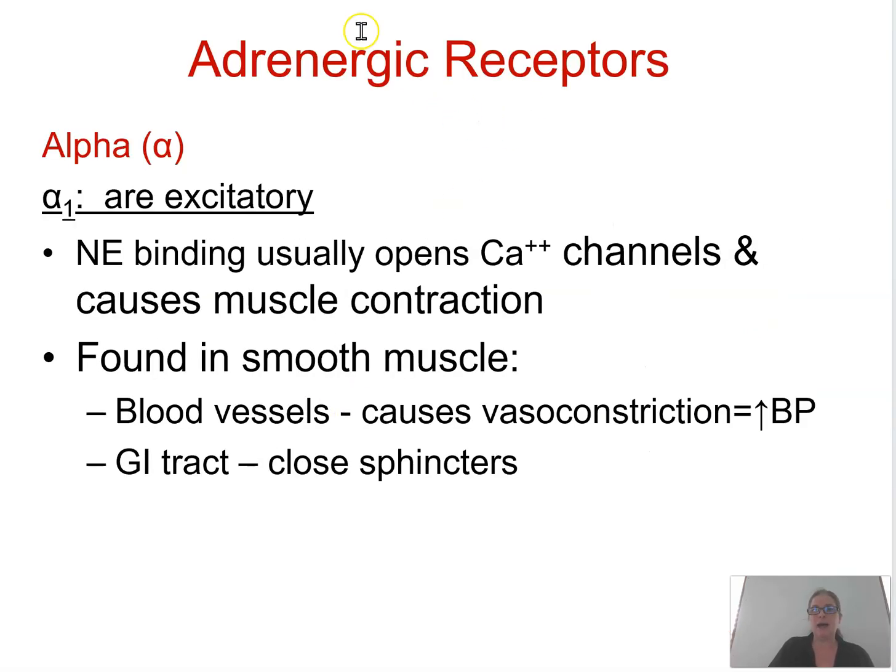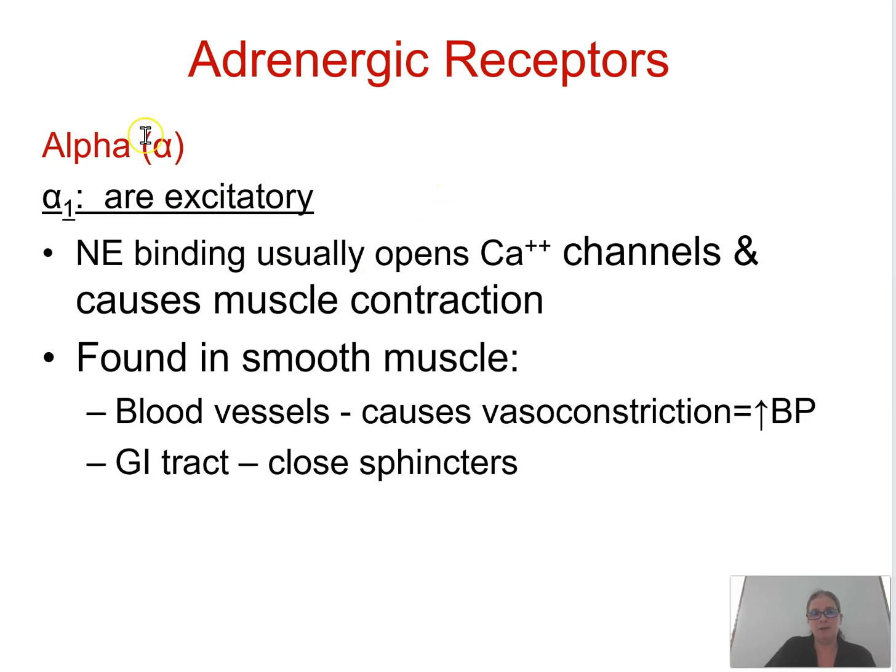Adrenergic receptors. Now, adrenergic receptors are going to bind norepinephrine. They also bind epinephrine, because epinephrine will come from the adrenal medulla. It's technically a hormone there, but it's going to have the same effects. When we look at adrenergic, we have two main categories. We have alpha and beta. We're going to learn one type of alpha, and we'll learn 3 types of beta.